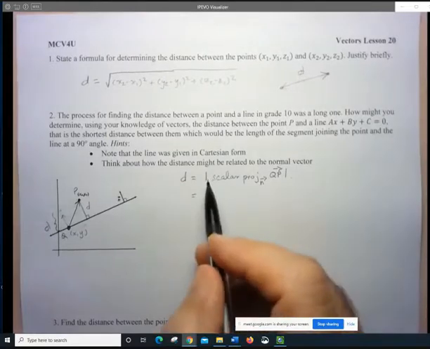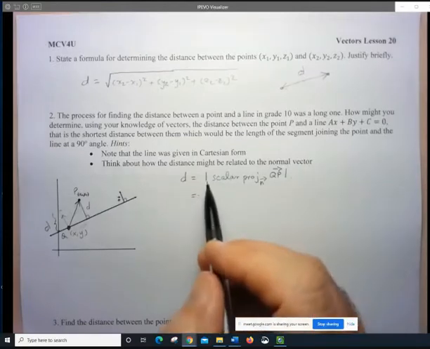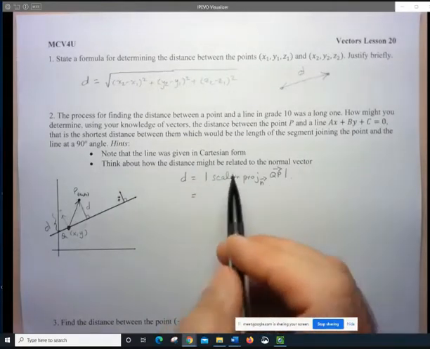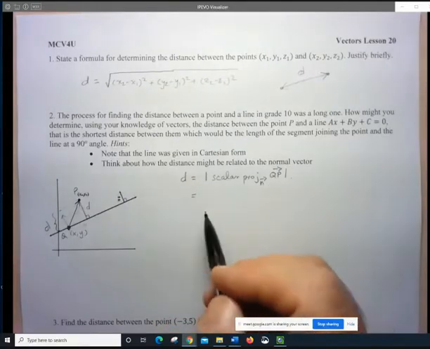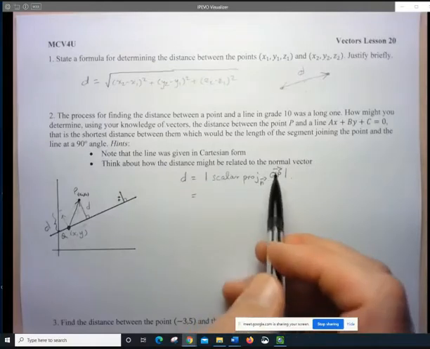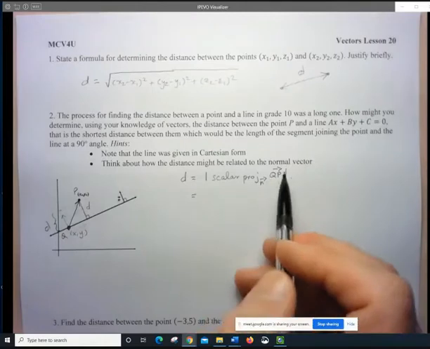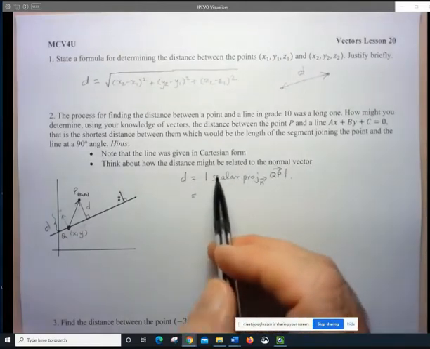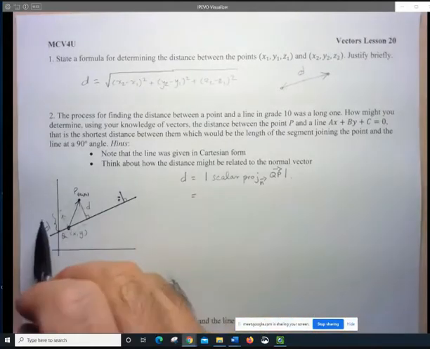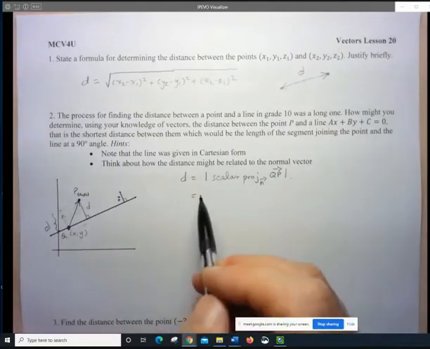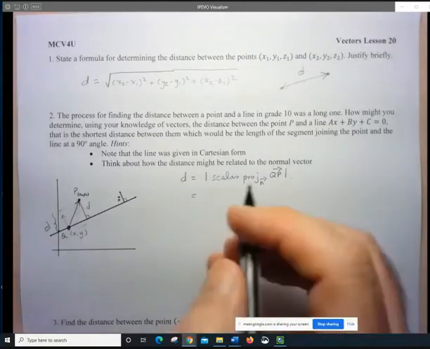Now, by the way, why am I taking the absolute value of this scalar projection? Does somebody want to remind me why I have to take the absolute value of the scalar projection? This is good review on projections. What do we know about scalar projections? Okay, there you go. The scalar projection could possibly be negative if it's going in the other direction, but we want this distance to be a positive number. So let's go ahead and find the scalar projection.